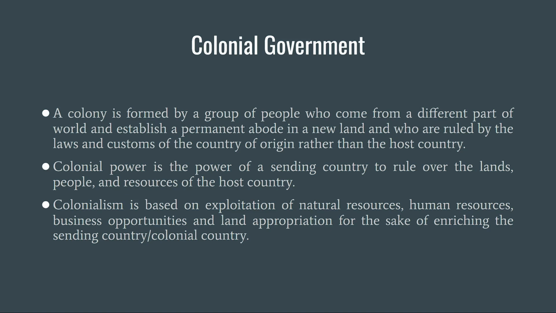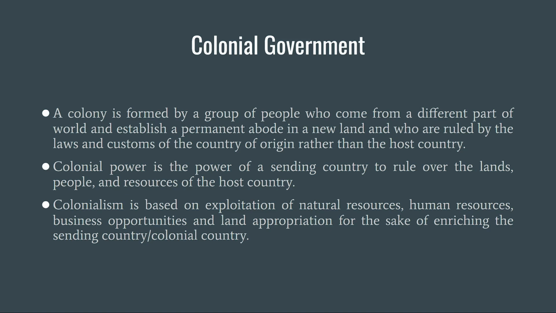Colonialism is based on exploitation of natural resources, human resources, business opportunities, and land appropriation for the sake of enriching the sending country or colonial country. So the colonial country's main target is to subjugate the people and to extract and exploit the natural resources from that land that they have acquired.